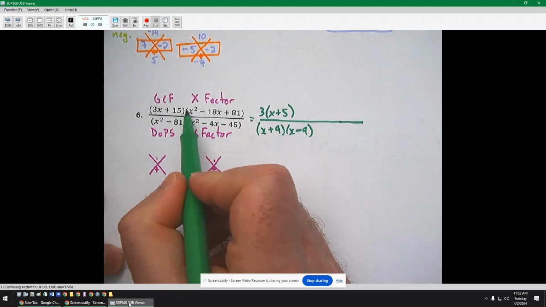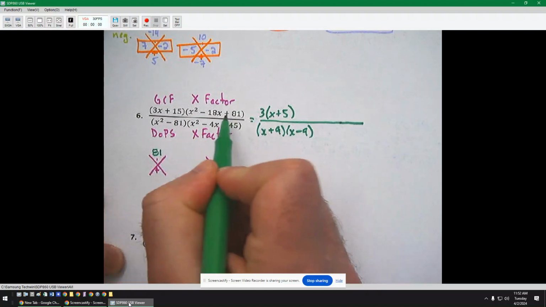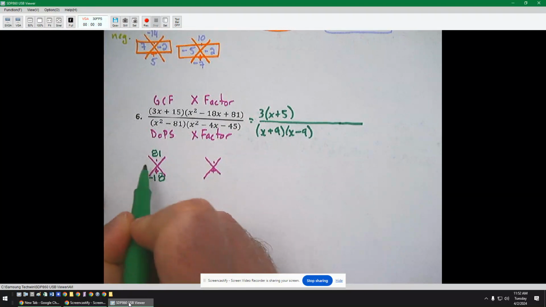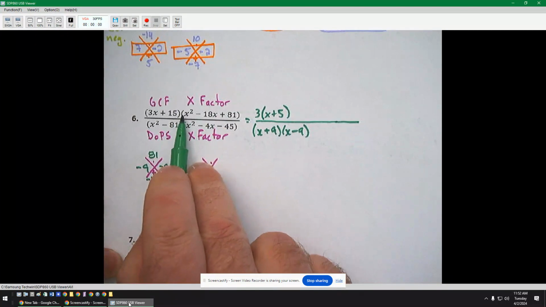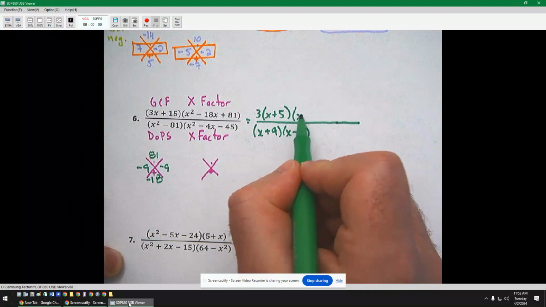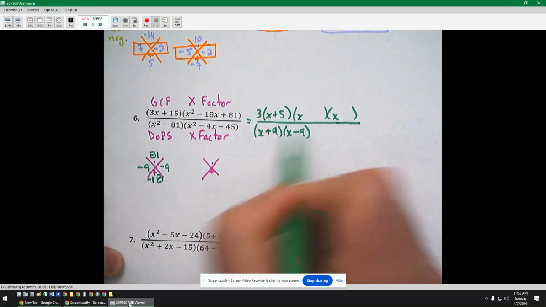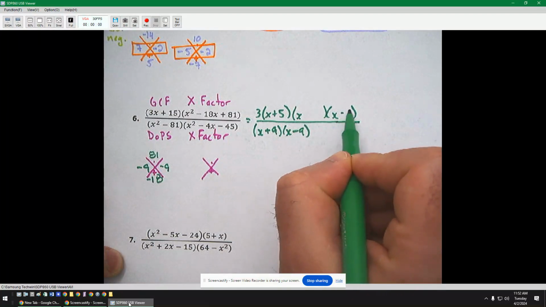Okay, so this is 1, this is 81. That means I need to make negative 18. That'd be negative 9 and negative 9. This is an easy x factor, again, because that's a 1 out in front. So I'm going to have an x and an x, and I need to build a negative 9 and another negative 9.